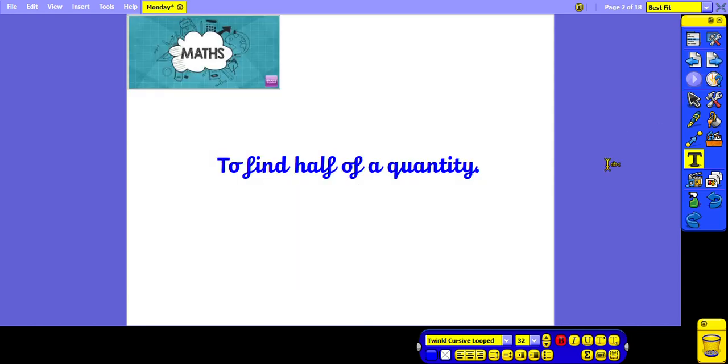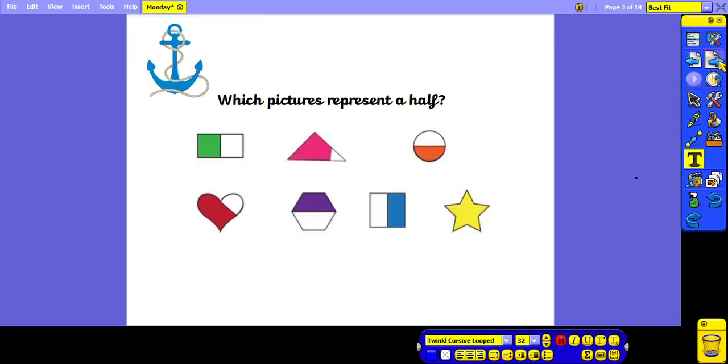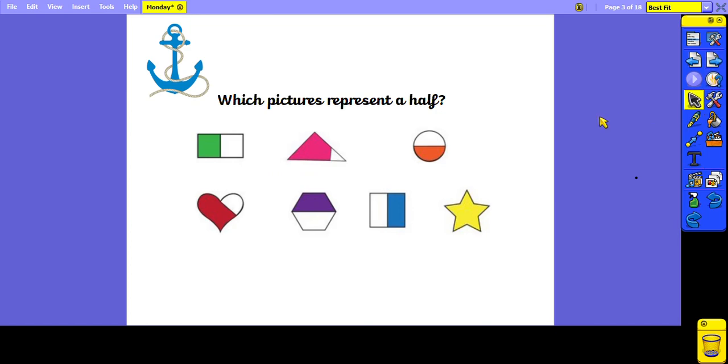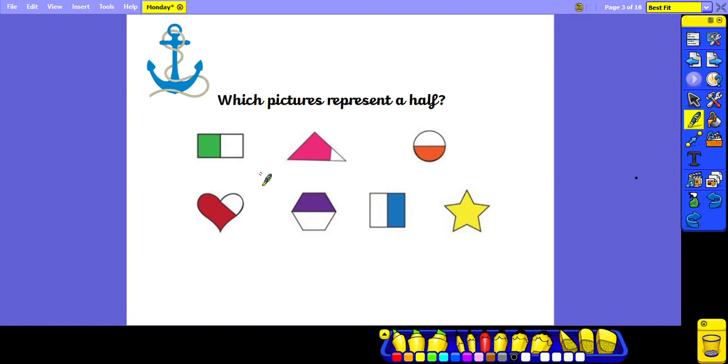For today's lesson, we're finding a half of a quantity or an amount. And for our anchor, we're going to think back to last week when we were finding 1/2 of a shape. And remember that 1/2 is one of 2 equal parts. So here with the rectangle, we've got 2 equal parts and just 1 part has been coloured in. So that is representing a half.